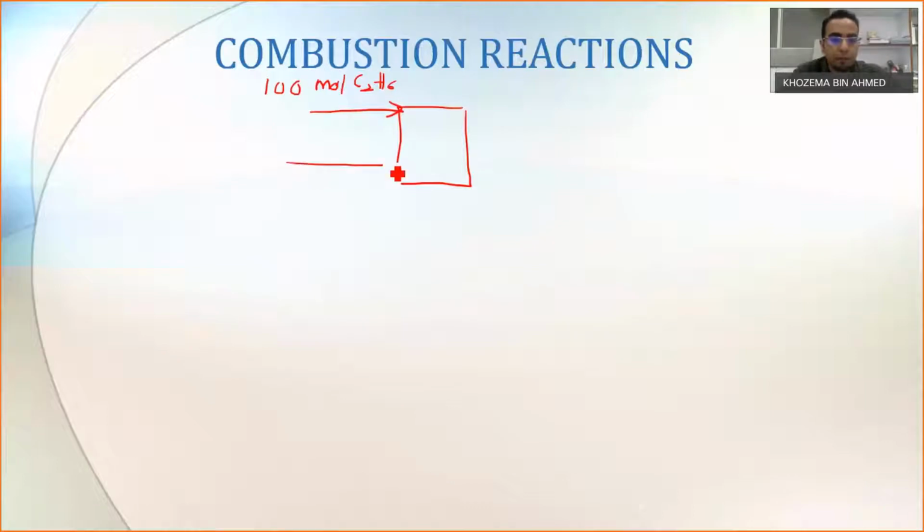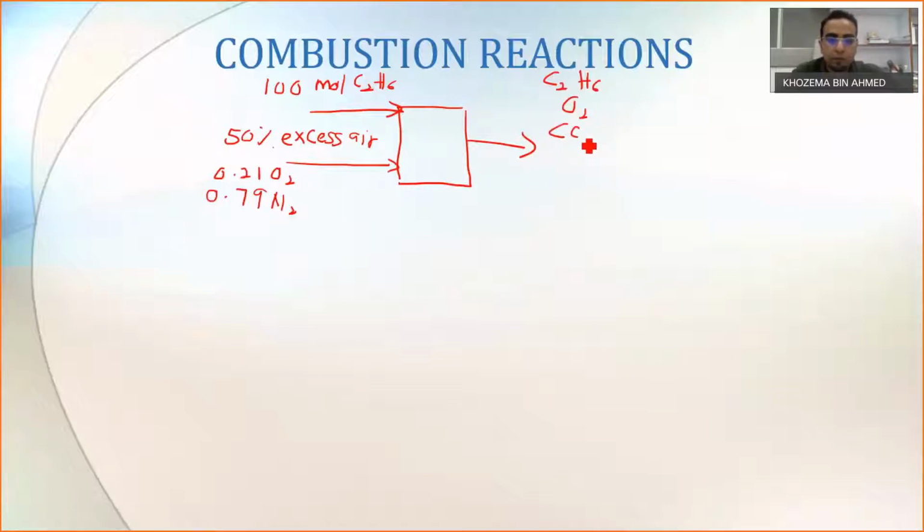And then the second stream is our air, which we know is 50% excess air. We can say that the composition of air coming in is 0.21 oxygen and 0.79 nitrogen. And then on our product side, we'll have the unreacted ethane, unreacted oxygen. We'll have our product, which is CO, CO2, H2O, and also the inert nitrogen gas. So I can label here, this one is my N1, oxygen is N2, CO is N3, CO2 is N4, H2O is N5, and our inert nitrogen is N6.